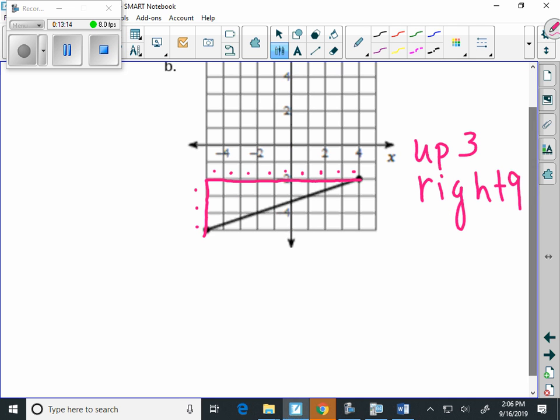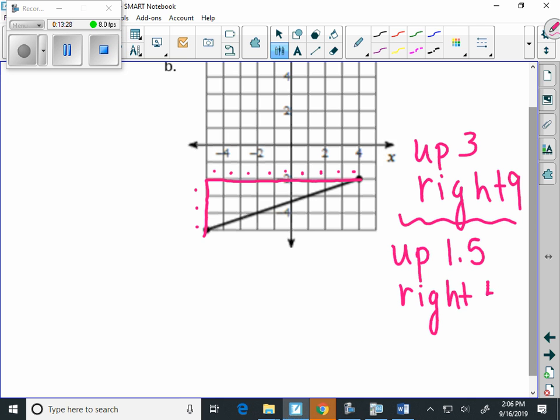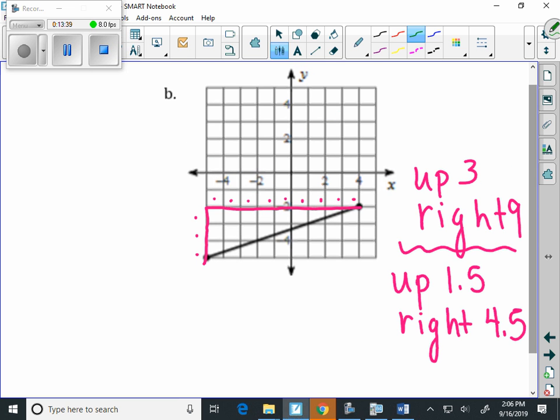Well, to find our midpoint, what we're going to do is cut those in half. So now we're going to go up 1.5, half of 3. We're going to go right 4.5, half of 9. Do the best you can here. I struggle a little bit with the half values on our screen here. But we're going to go up from the lower point, 1.5, and then we're going to count right 1, 2, 3, 4, 5.